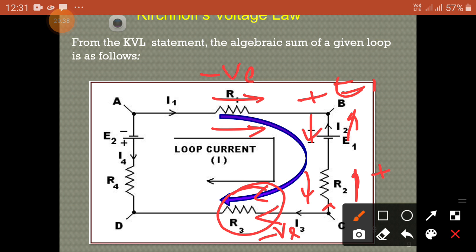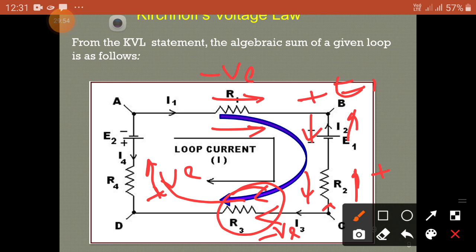And the current direction is this direction and the loop direction is going in the opposite direction. This is a closed loop, so you take this drop as positive. Okay, so assume these values and simply write the equations.